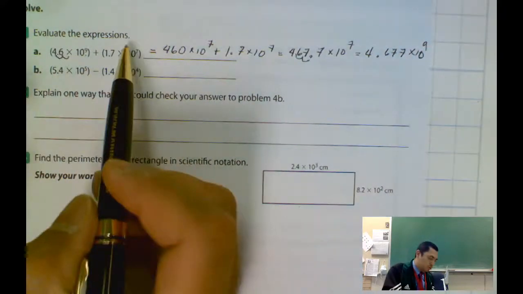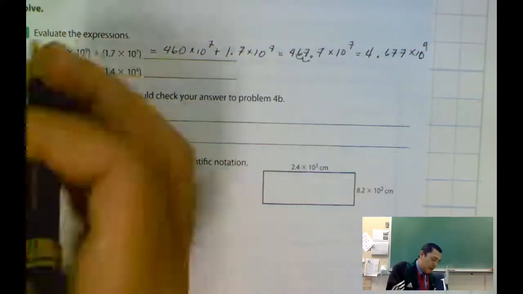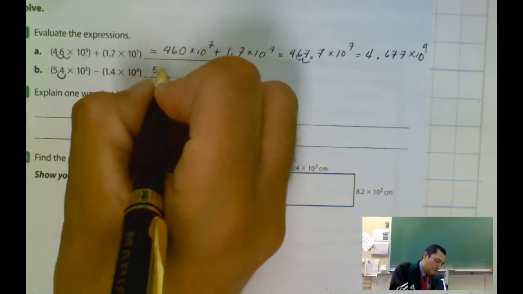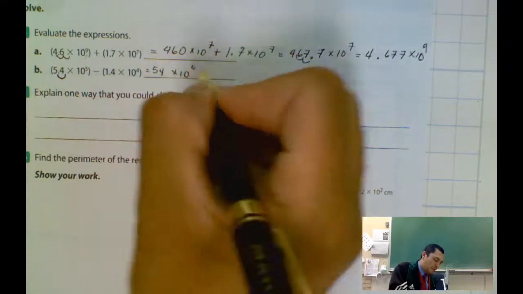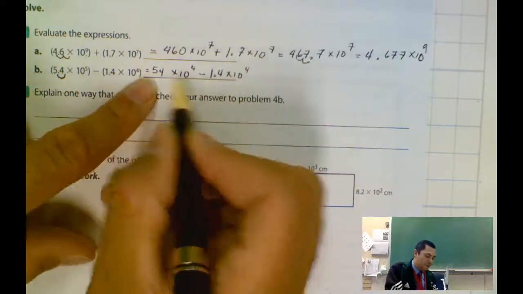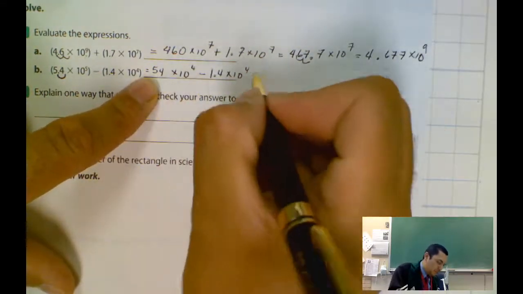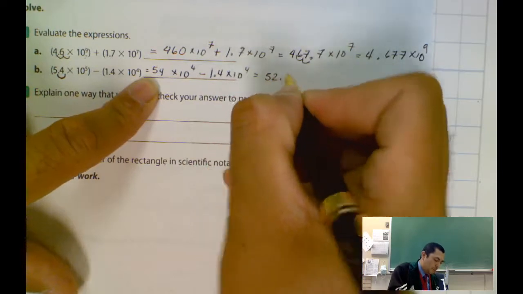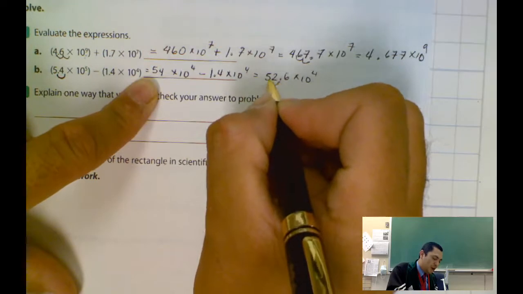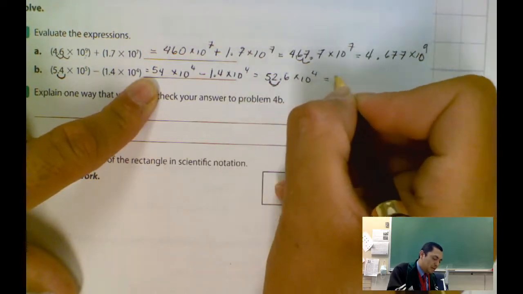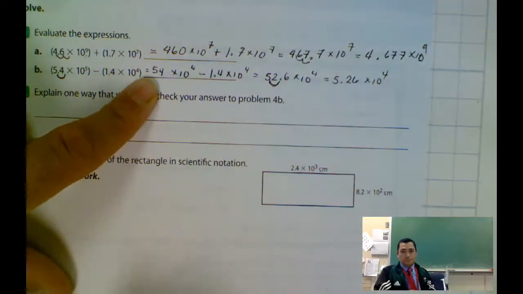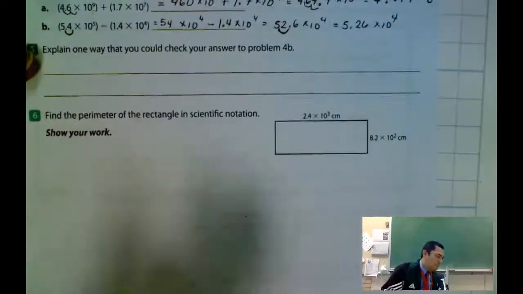Then this one, we're going to subtract. The exponents are not the same. I have 5, so I move 1, so I can have 4. So I have 54 times 10 to the 4 minus 1.4 times 10 to the 4. Now I can subtract. 54 minus 1.4 is equal to 52.6 times 10 to the 4. Then I move 1 to the left, add 1, equals 5.26 times 10 to the 5. Okay? Number 5.